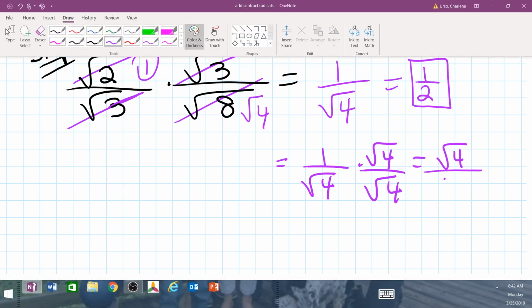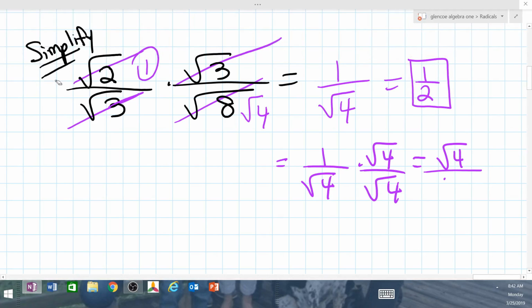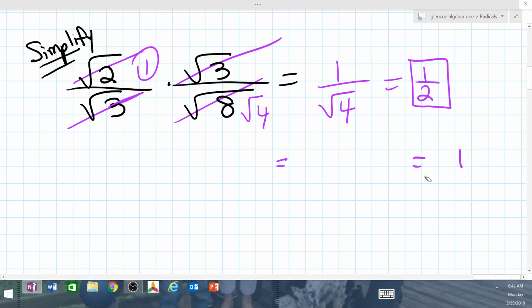If you did not realize that radical 4 was a perfect square, what would you do? What's the rule? Are you allowed to leave a radical in the denominator? So then how would you rationalize the denominator? By radical 4 over radical 4. And what you would get is the same thing. Okay? Are you catching on?